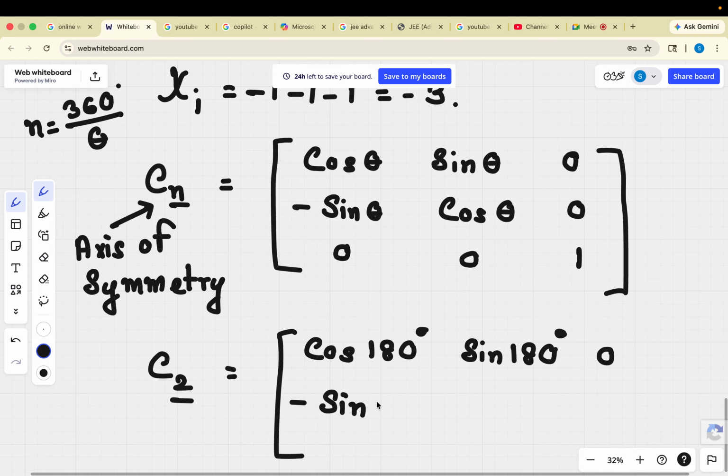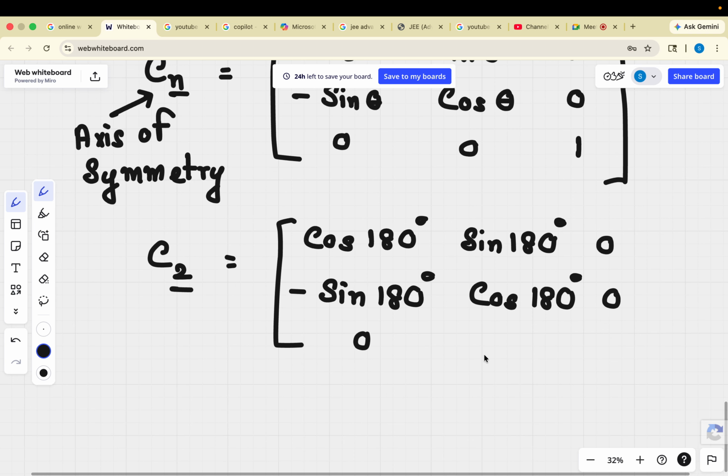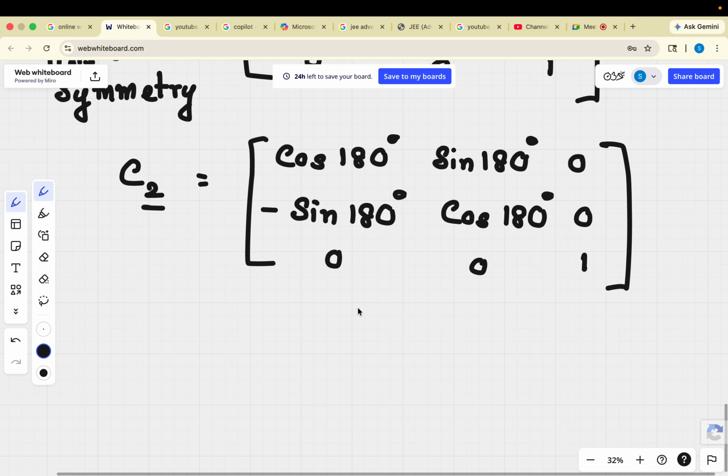Next row you will get minus sine 180 degree. Here you will get also cos 180 degree, 0. And lastly I will get 0 0 1. So now you just put the value. Cos 180 degree value will be minus 1, sin 180 degree is 0, minus sin 180 degree again 0, cos 180 degree again it will be minus 1, 0, and then you will get 0 0 1.